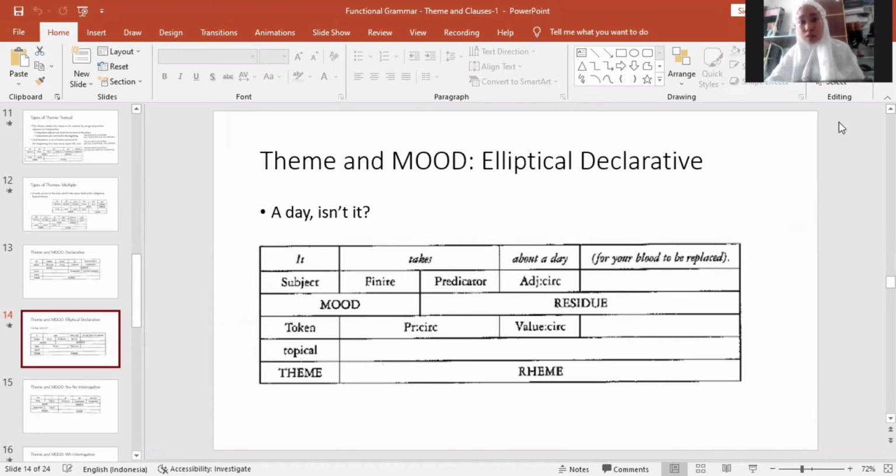It is a topical theme, and the text about a day for your blood to be replaced is the Rheme.